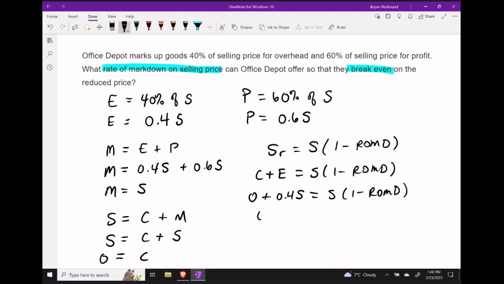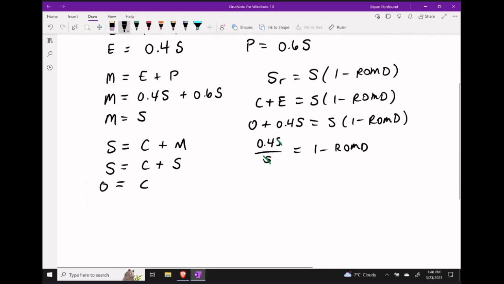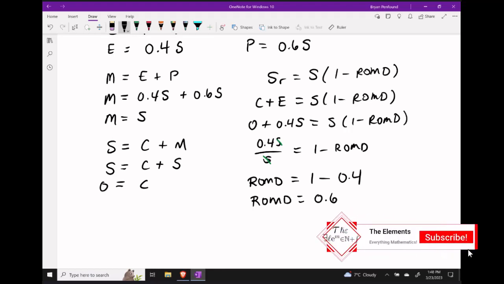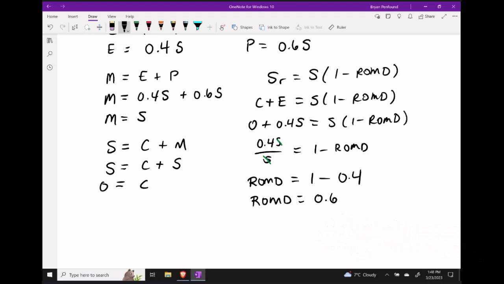Let's go ahead and divide both sides by S. It's going to allow us to drop the brackets on the right-hand side of our equation. This also allows us to cancel out the two S's that are inside the fraction that I see on the left-hand side of the equation. Let's add ROMD to both sides. Keeping R1 over here, let's subtract the fraction on the left-hand side, which is 0.4 over 1. And simplifying the expression on the right-hand side, we see that the appropriate rate of markdown that we can apply to ensure that we break even is going to be 60%.